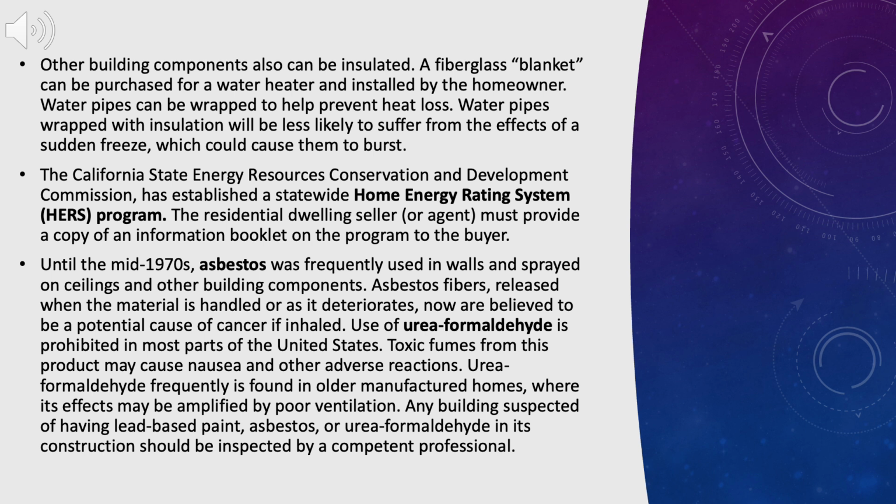Until the mid-1970s, asbestos was frequently used in walls and sprayed on ceilings and other building components. Asbestos fibers, released when the material is handled or as it deteriorates, now are believed to be a potential cause of cancer if inhaled. The use of urea formaldehyde is prohibited in most parts of the United States. Toxic fumes from this product may cause nausea and other adverse reactions. Urea formaldehyde frequently is found in older manufactured homes, where its effects may be amplified by poor ventilation. Any building suspected of having lead-based paint, asbestos, or urea formaldehyde in its construction should be inspected by a competent professional.